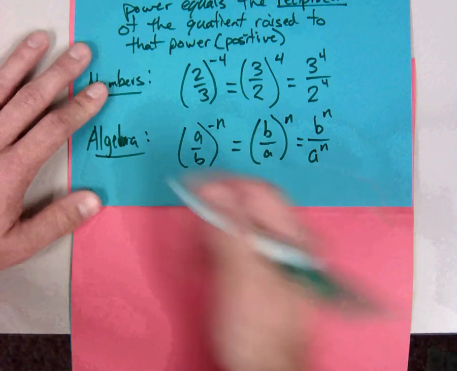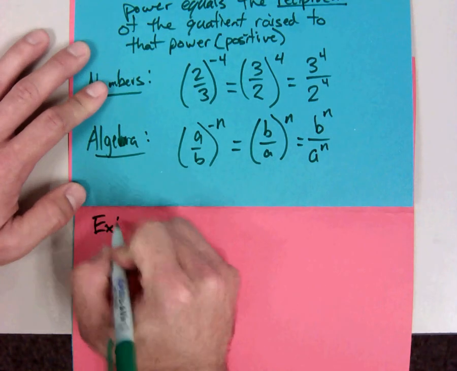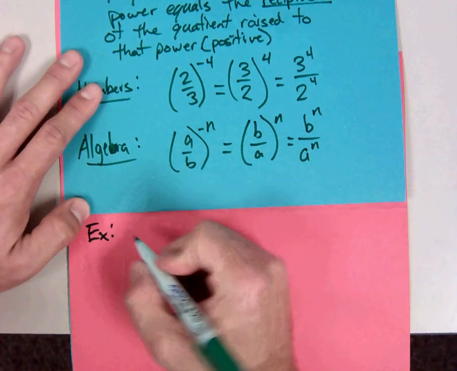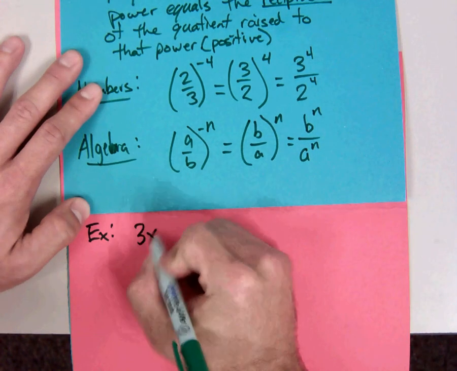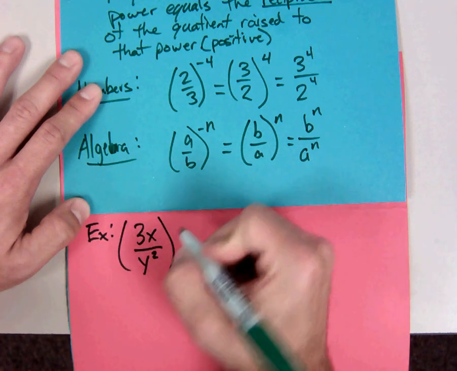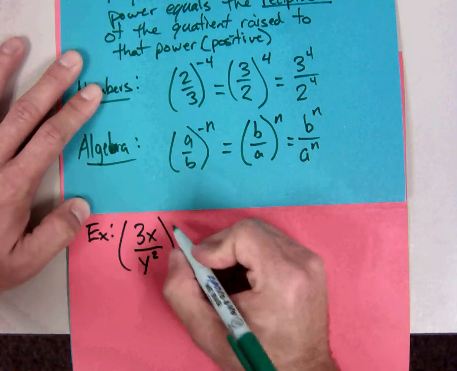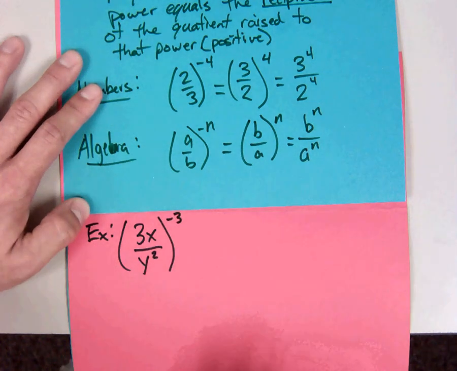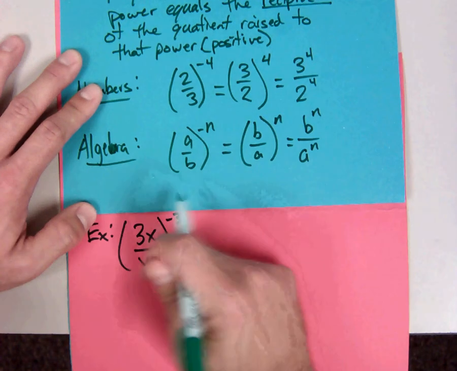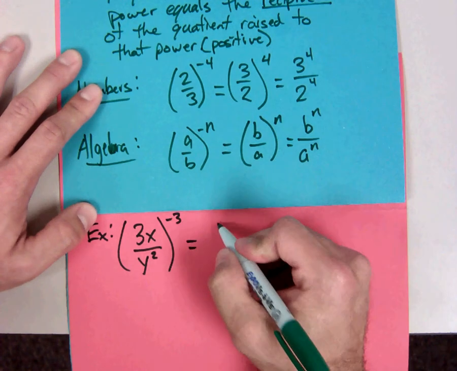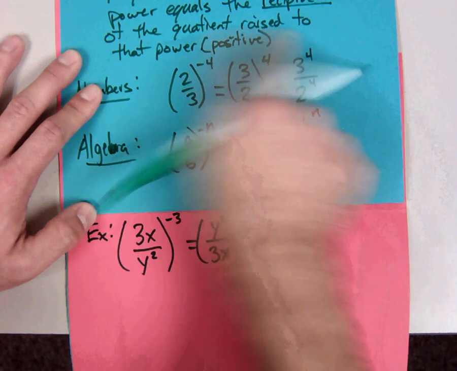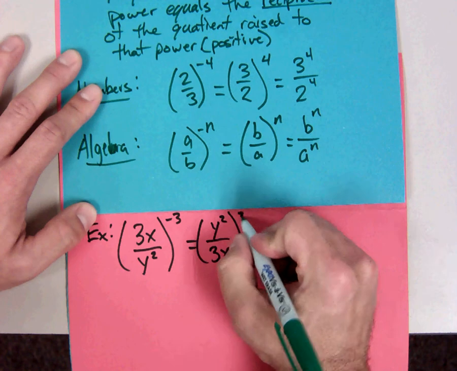All right, so let's look at an example so you can give it a try. Let's say, for instance, we have 3x divided by y squared, all raised to the -3rd power. A quotient raised to a negative power equals the reciprocal. So the reciprocal of 3x divided by y squared would be y squared divided by 3x, raised to that power, but it's going to be positive. So we're now to the power of 3.